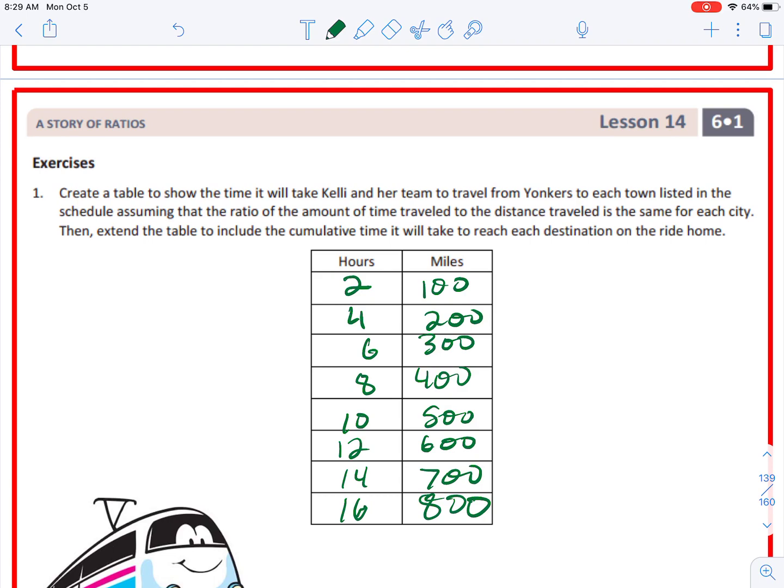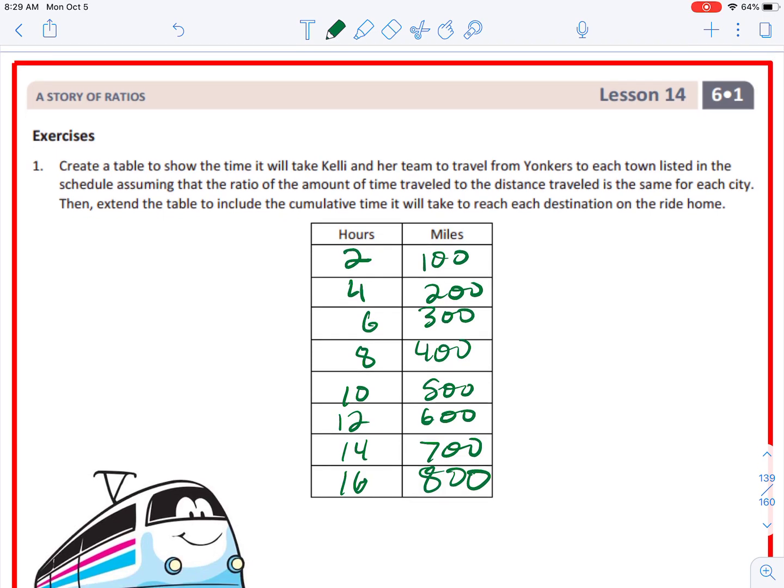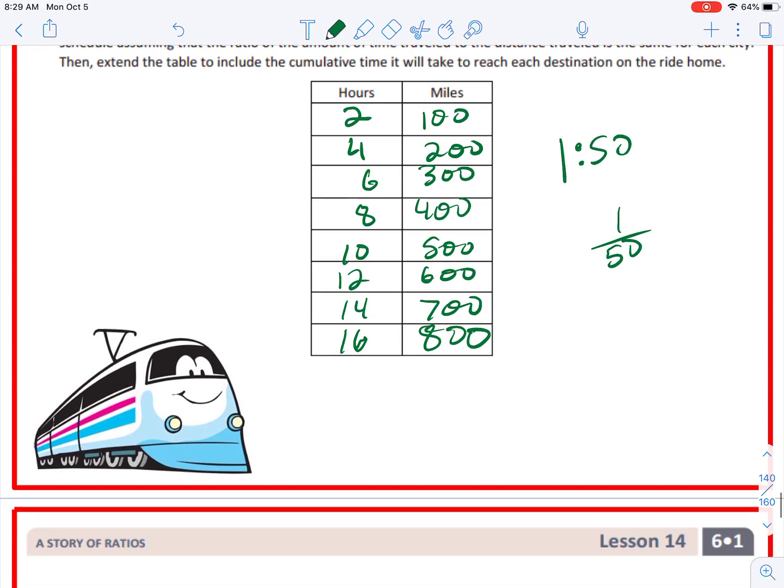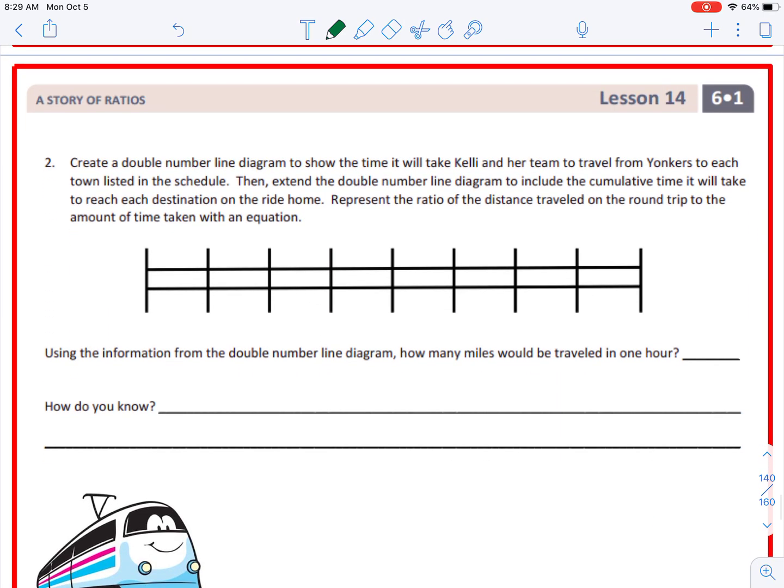So there's 16 hours in total and 800 miles. And our ratio is still 1 to 50. The value of this would be 1 over 50. Okay, let's move on.